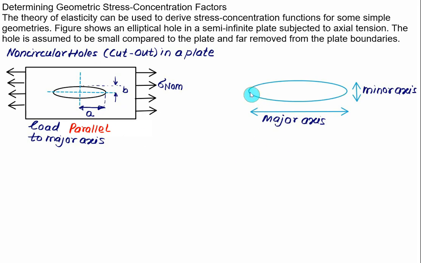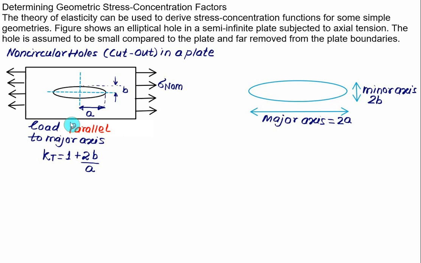So the same ellipse I have shown here. This one is representing the major axis, and the total length of the major axis will be A plus A, that will be equal to 2 times A. This vertical distance is representing the minor axis, B plus B, that equals 2 times B. So the theoretical stress concentration factor is represented by KT equal to 1 plus 2 times the semi-minor axis, that is B, divided by the semi-major axis, that is A. So this is KT equal to 1 plus 2 times B by A. But this time the load is parallel to the major axis.